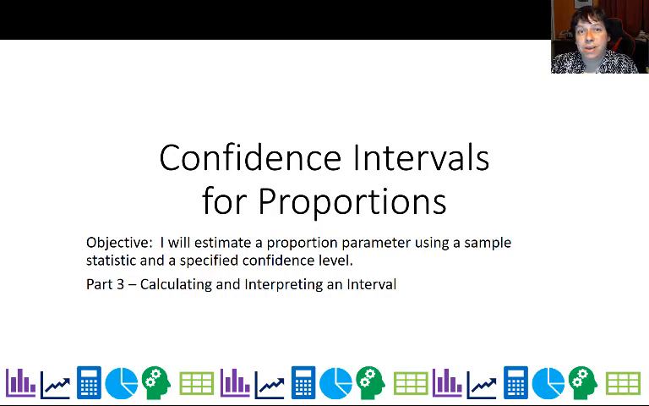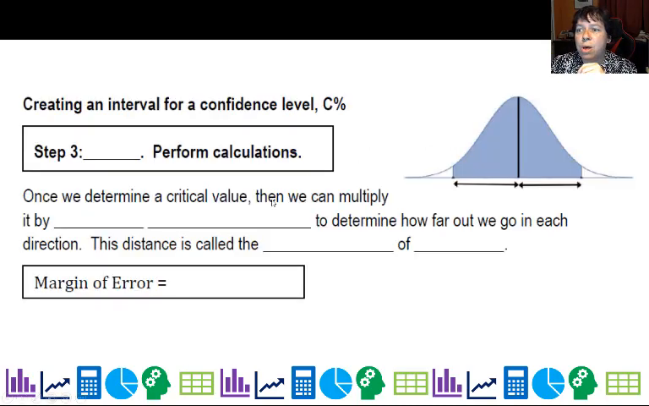Now that we know how to calculate critical values to set our window, we can start calculating the lowest and the highest proportion values that we expect on our confidence interval. And how will we do that? Well, first of all, this is step 3 in our plan, and that is called do, where we perform the calculations. You're going to see these steps again as we do different tests and intervals.